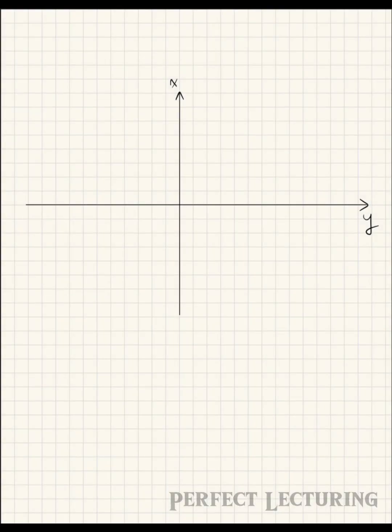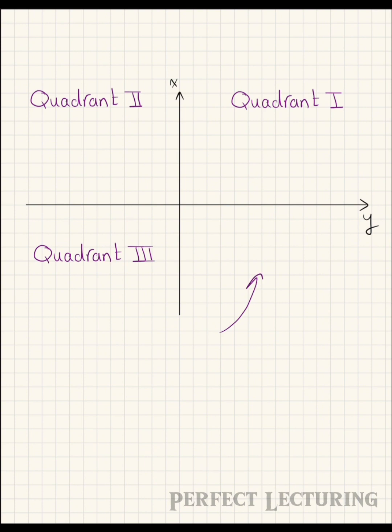Moreover, these lines divide the plane into four regions. That's the first region or the first quadrant. So we call this quadrant 1. This region is called quadrant 2. This is quadrant 3. And finally, this is quadrant 4.